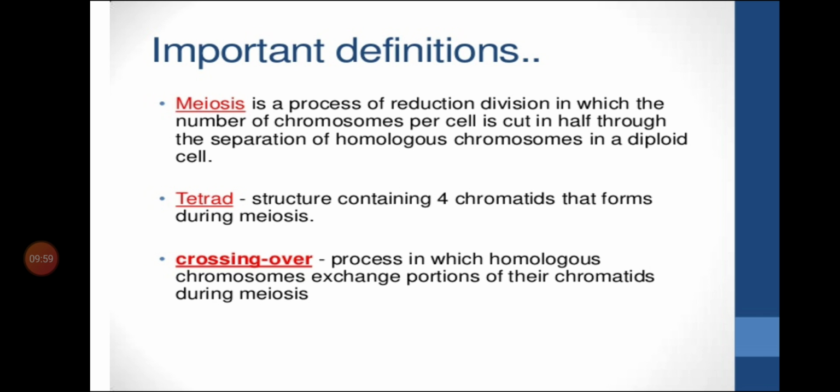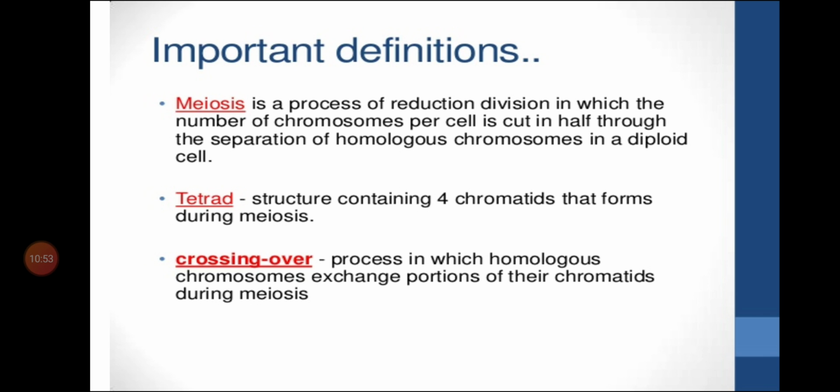First one is meiosis. Meiosis is a process of reduction division in which the number of chromosomes per cell is cut in half through the separation of homologous chromosomes in a diploid cell. There is one more definition that we studied at the beginning, which is easier to study: meiosis is the division in which the number of chromosomes is reduced to half. That is the simplest definition. You can also study that it is a process of reduction division. I have told you that meiosis is also known as reductional division, because the chromosome number is getting reduced to half.